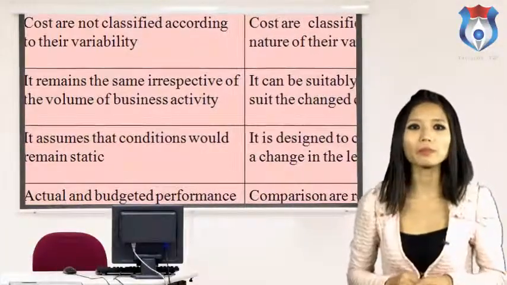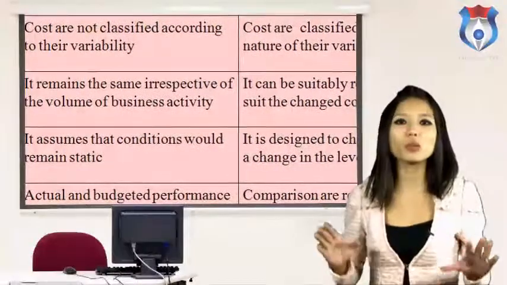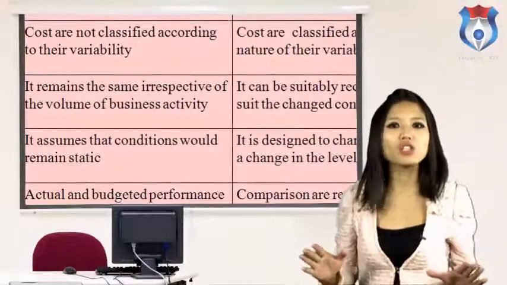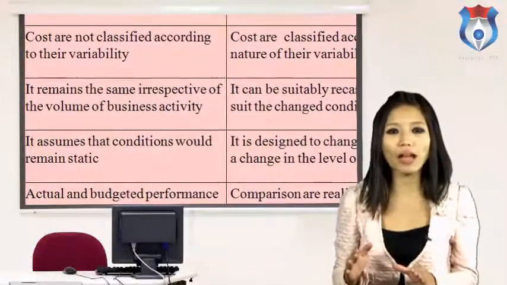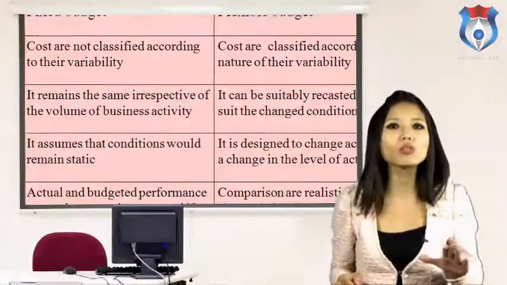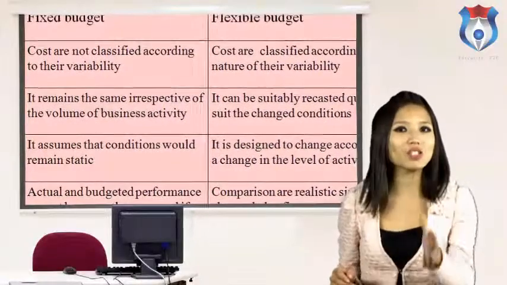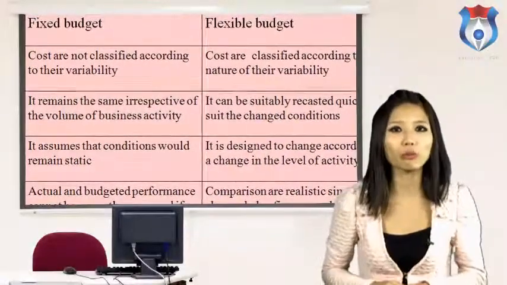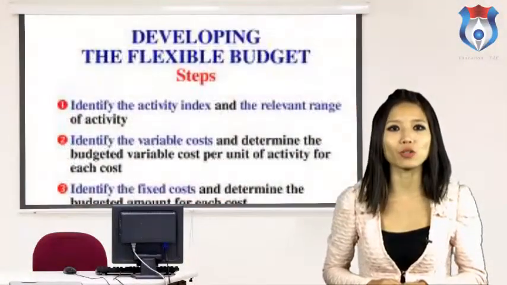Fixed budget. A fixed budget is a budget which is designed to remain unchanged irrespective of the level of activity actually attained. Fixed budget is useful when there is no significant variation between the budgeted output and the actual output. Flexible budget.